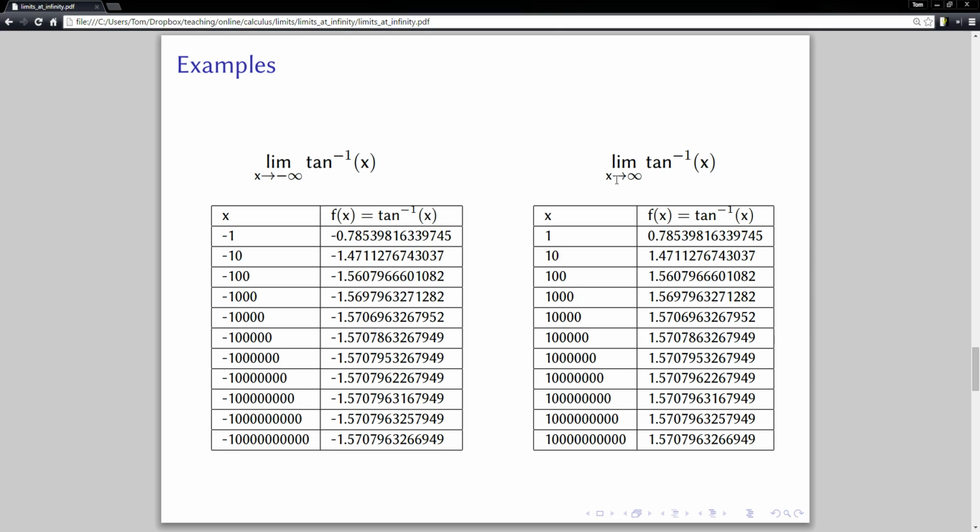The limit as x goes to infinity of inverse tangent, here we're taking x values that get bigger and bigger, and then we plug them into the inverse tangent function, and we can see that the output values, or the y values, get closer and closer to positive 1.57079, which is just pi over 2, right? The positive version of this, the opposite of that one. Okay.